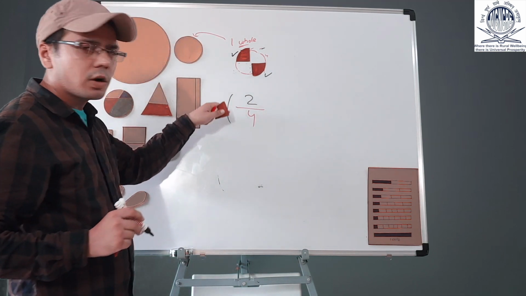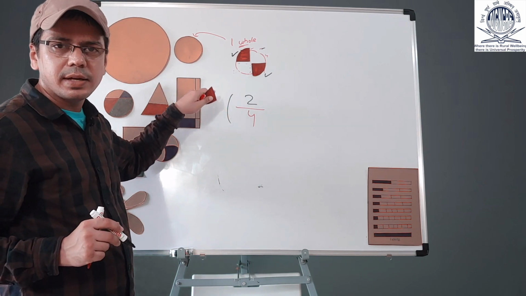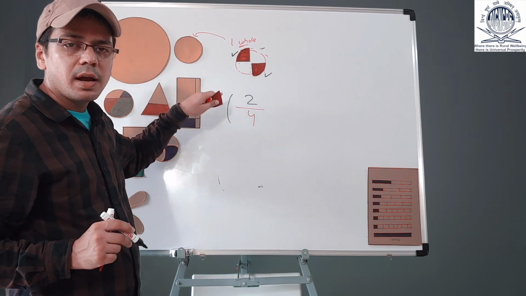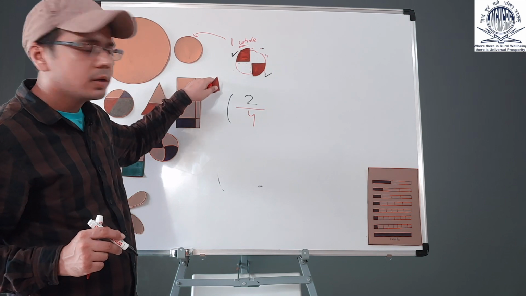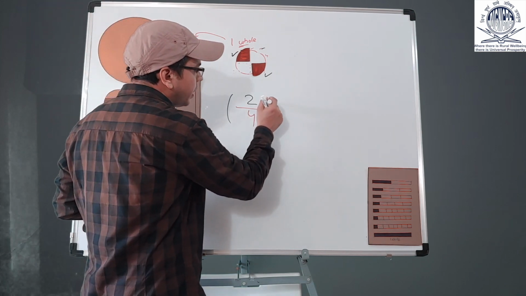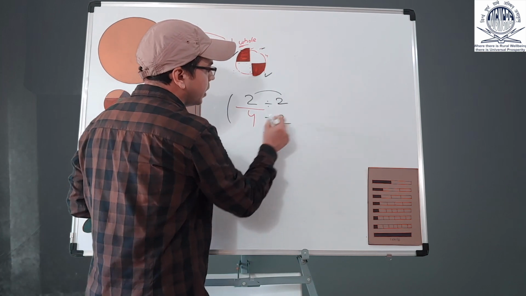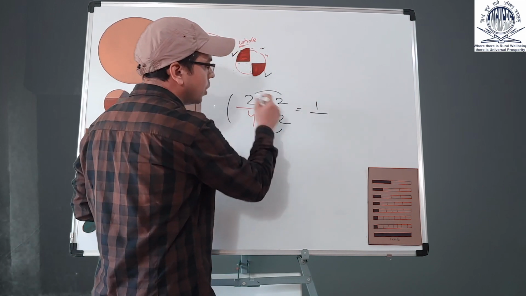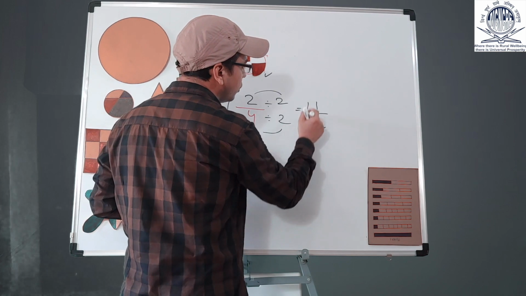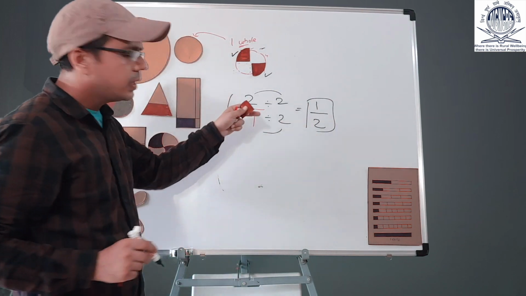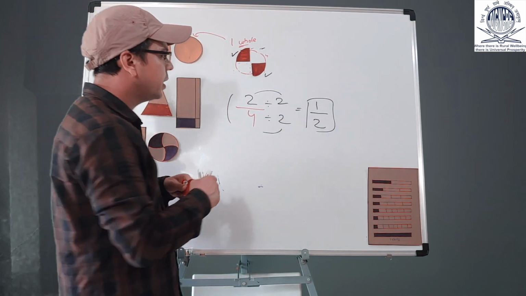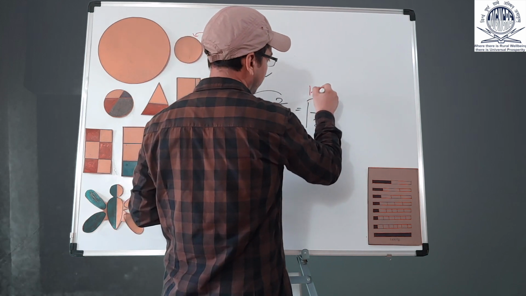But didn't I get 2 out of 4 earlier as well? Yes, I did get 2 out of 4 earlier. And what did we do earlier? Well, we divided them with the common factor, which is 2. So ultimately again, it will come as 2 ones are 2, 2 twos are 4, 1 out of 2. So 1 out of 2, we know already, indicates half.